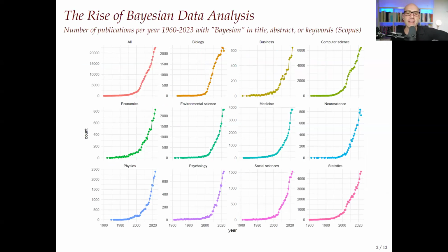So if we look at the number of publications across the sciences that use the term Bayesian in their abstract or title or keywords, we see a common pattern across multiple different fields. In this plot in the upper left, we have all the fields, and then various different fields: biology, that's agricultural and biological sciences; business and management; computer science, that's also including things like machine learning, artificial intelligence, and so on. And then the rest are hopefully pretty explanatory. And you see a common pattern.